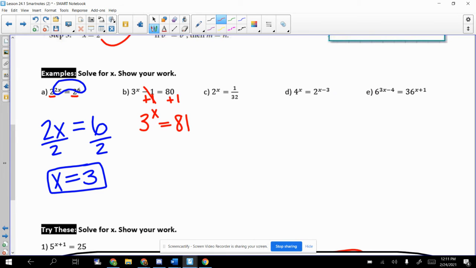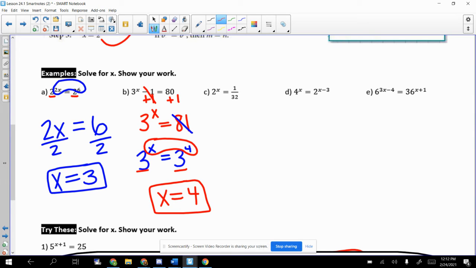So if I go back here, I can say instead of 81, I'm going to write that as 3 to the 4th. And remember, those are equivalent, so we're okay. So now we have 3 to the x equals 3 to the 4th. And our bases are the same, so all we have to do is set these exponents equal to each other and solve for x. So x equals 4, that one solves itself. You don't need to do anything else. X equals 4.